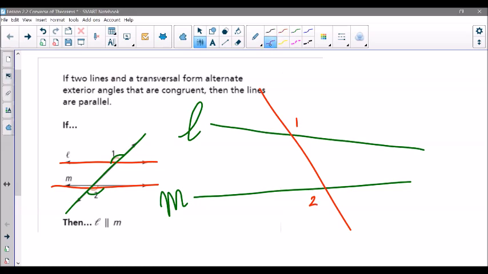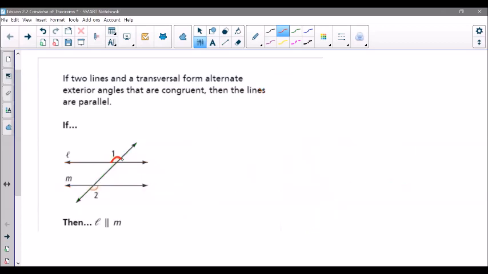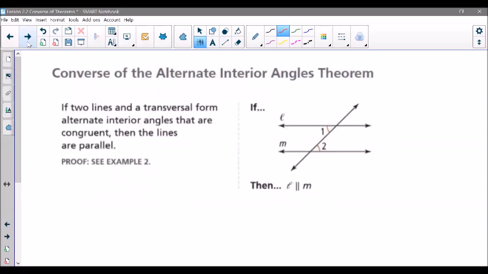We don't know. Maybe these are both obtuse angles. So maybe this one is like 145 degrees, and maybe this one equals 130 degrees. So if those alternate exterior angles are not congruent, then L and M are not parallel. Basically all this says is if the alternate exterior angles are congruent, then L and M are parallel. And that's really going to be the whole idea of pretty much all the other ones.